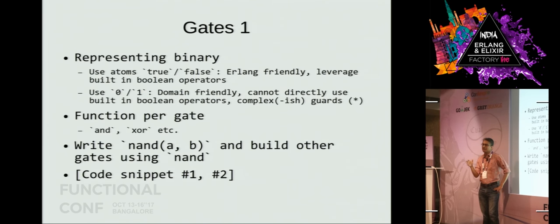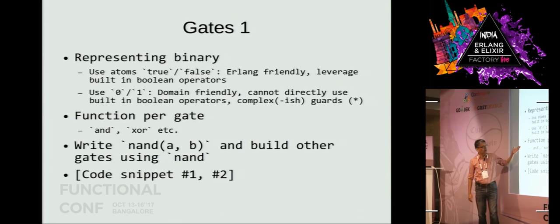So zero and one gives you the advantage that it's domain friendly. However, you cannot use built-in operators. If you want to do an AND of zero and one, you can't. Whereas an AND of true and false, there are built-in operators in Erlang that you use. So with zero and one, you have to invent your own, write functions and so on. And your guards become a bit more complex. I'll show you a snippet of code which illustrates what I mean.